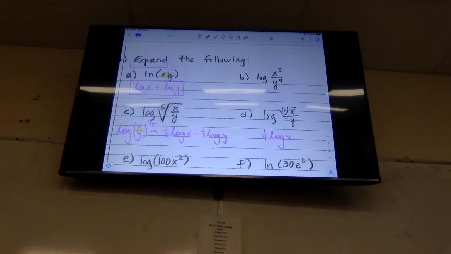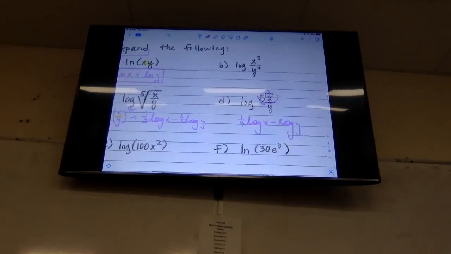So when I write this out, I get 1/4 log x minus log y. I separate it with a subtraction because it was division, and the exponent, essentially the radical, only goes with the first one. Do you see how that's different than what we did before? So you need to be intentional. Do you carry that exponent through, or do we leave it alone?